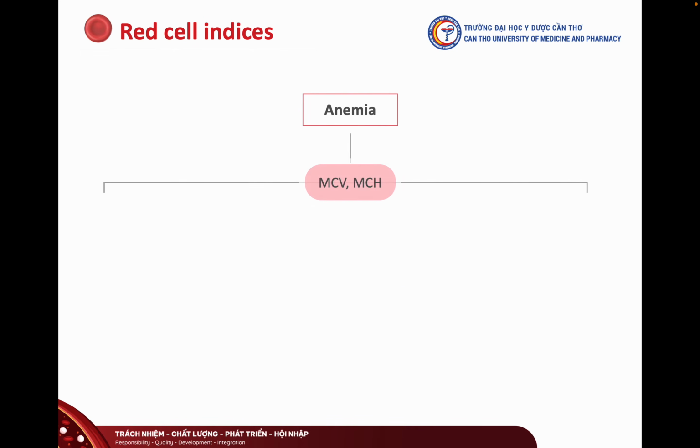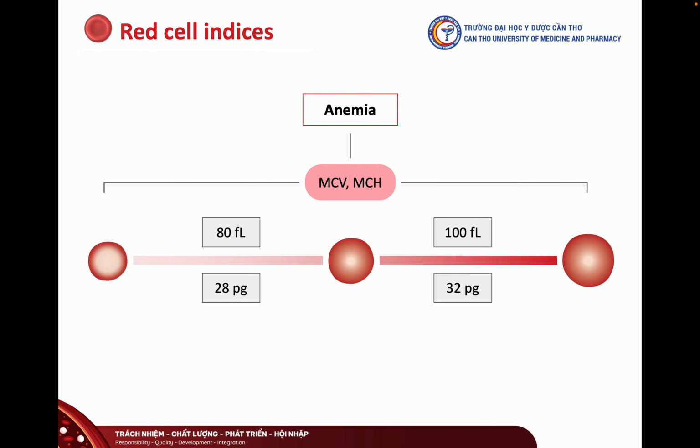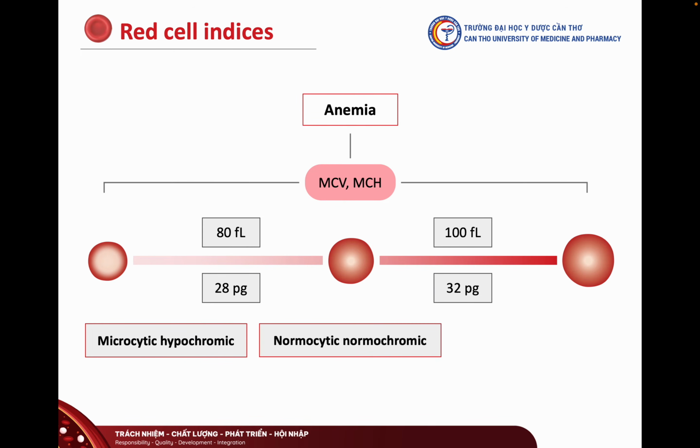Anemia can be classified by red cell morphology using two key indices, MCV and MCH. Based on these values, we divide anemia into three major types: microcytic hypochromic anemia, normocytic normochromic anemia, and macrocytic anemia. This classification provides the first step toward understanding the underlying cause, which we will explore next.